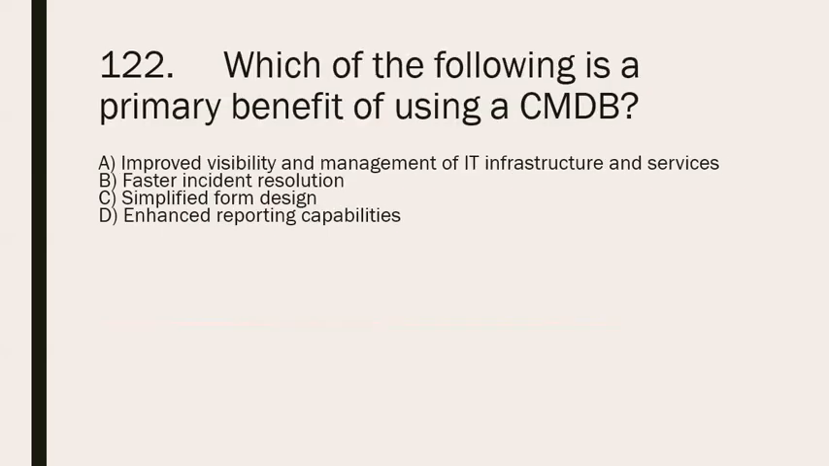122. Which of the following is a primary benefit of using a CMDB? A. Improved visibility and management of IT infrastructure and services. B. Faster incident resolution. C. Simplified form design. D. Enhanced reporting capabilities. Answer. A. Improved visibility and management of IT infrastructure and services.